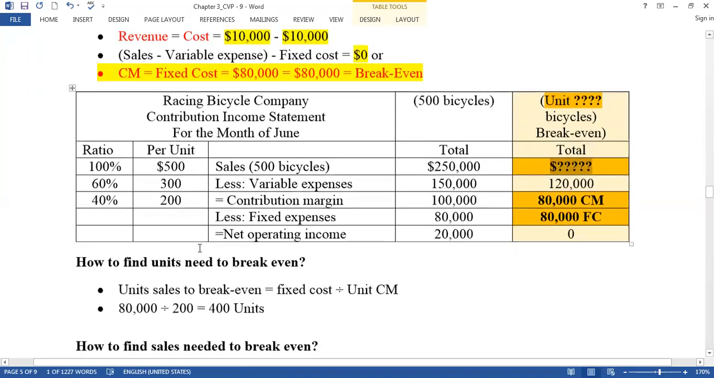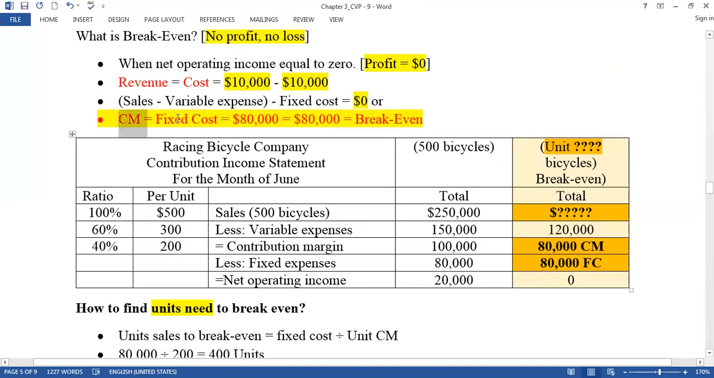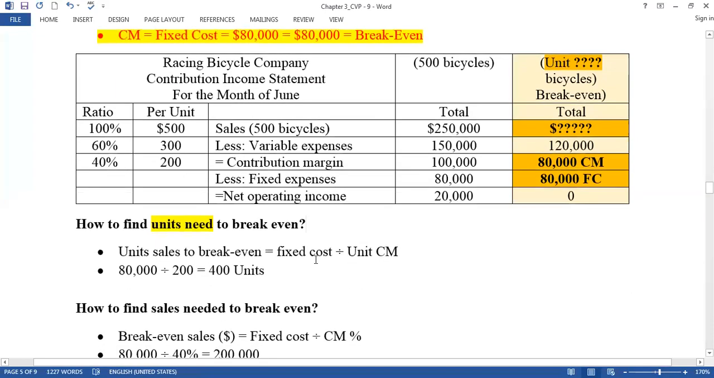First we are going to know how many units we need to sell to find a break even. And this is the formula. Fixed cost. Just remember these two, fixed cost and CM. So the formula is fixed cost divided by, as we are looking for units, CM unit.